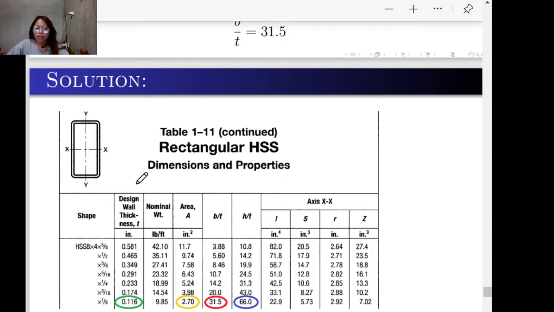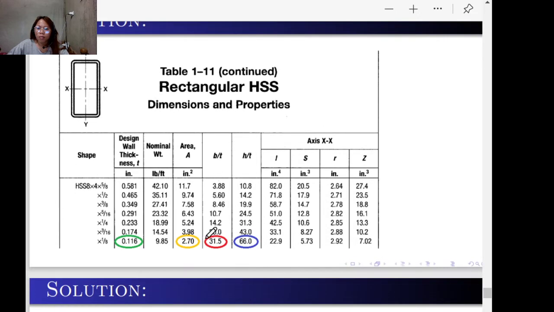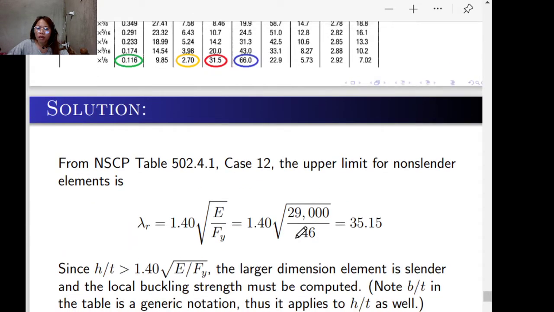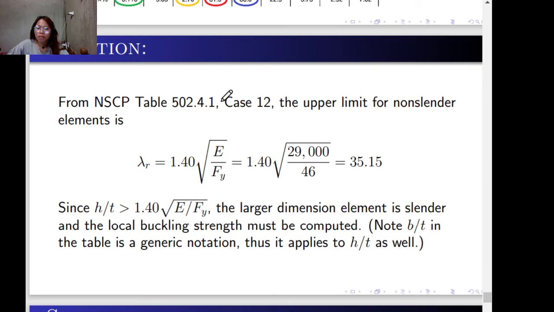Okay, yes, this is the table, no, that we tried to see earlier. For B over T is 31.5 and H over T is 66. From NACP Table 502.4.1, case 12, the upper limit for non-slender element, yes, we discussed earlier, di ba? This table, 502.4.1.